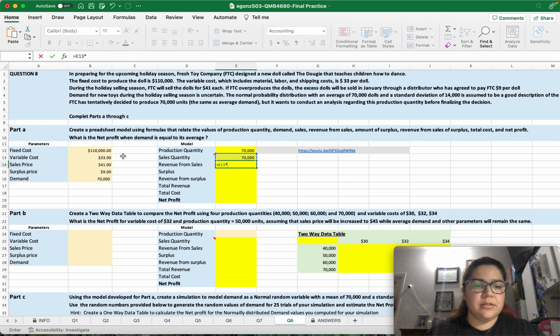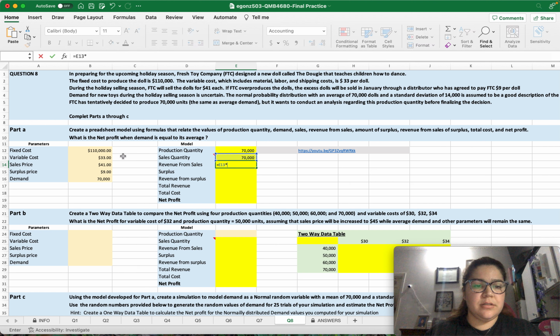Now for the sales quantity, what did we do at the beginning? Same thing. It's going to be the minimum between this one and this one. Now we have a difference, right? This is less than the demand. My revenue from sales is going to be the same formula times now my price, which is different. My surplus is going to be whatever I produce minus whatever I sell. Again, nothing here. Then my revenue from the surplus is whatever extra I produce times whatever we sell it for. Enter. My total revenue is going to be revenue from sales plus the revenue from my surplus.